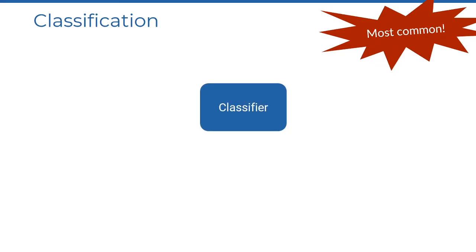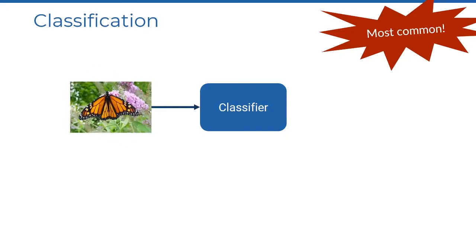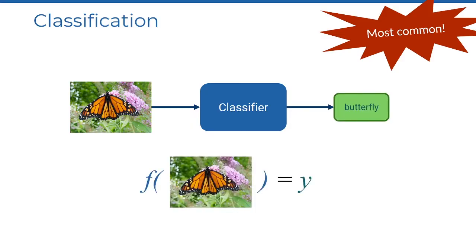Now, classification: we have a classifier, and its job is to take an input and then produce an output label. We can also look at this as a function where the input could be any document, an image, a text, a signal, and it outputs a label y. And this y is a discrete or categorical variable.